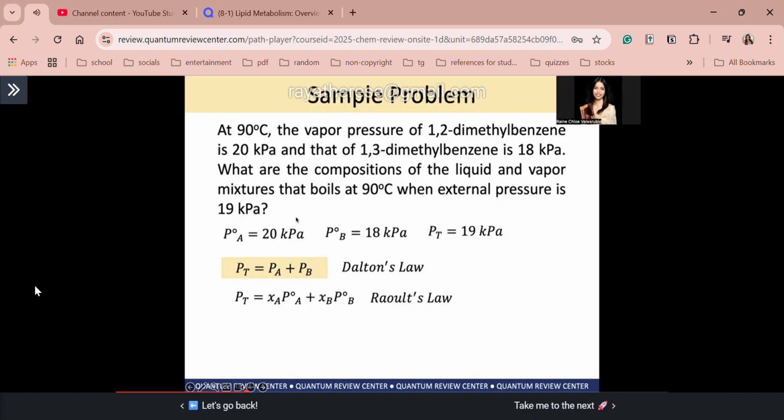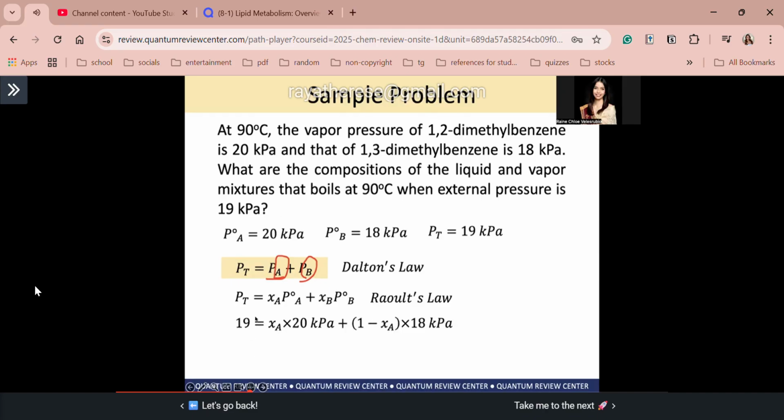So how can we do that? Ayan lang guys. So substitute lang natin yung ating equation for Raoult's law for finding the vapor pressure of A and B in solution. Okay? So PA is just equal to XA times P naught A, and PB is just equal to XB times P naught B. Now, we know, guys, the value of P naught A, we know the value of P naught B, and we know the value of PT. So we can solve for XA, the mole fraction of A, or 1,2-dimethylbenzene in liquid phase, and the mole fraction of component B, 1,3-dimethylbenzene in liquid phase.